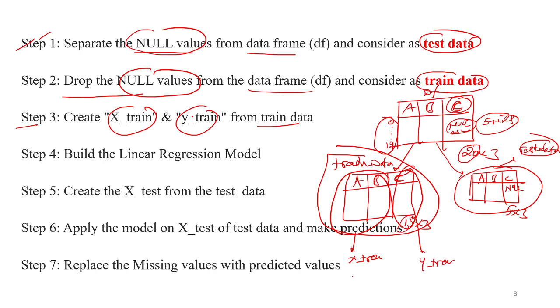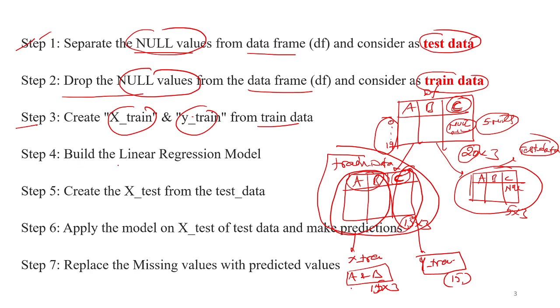So X train means we have to consider the feature A and feature B. Feature A and feature B means 15 observations by 2 columns. So here Y train can be considered as 15 observations only. So these two features can be considered as the X train. This feature C can be considered as the Y train. So that is the meaning of step 3.